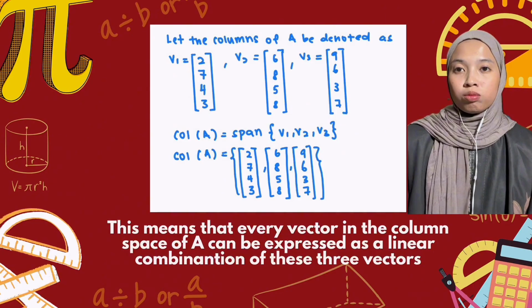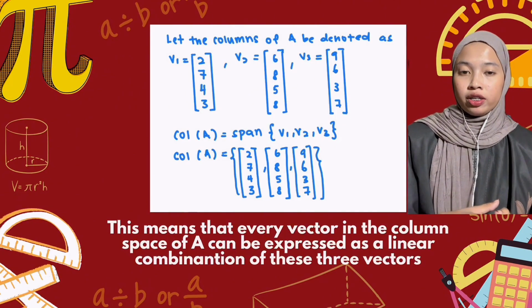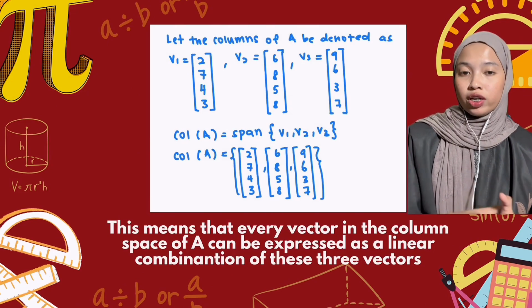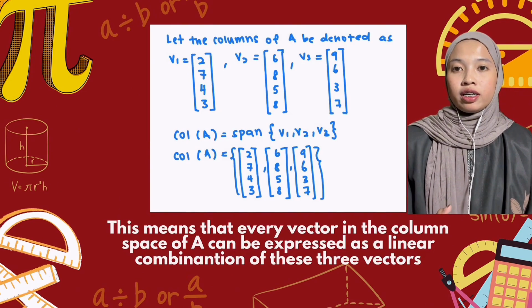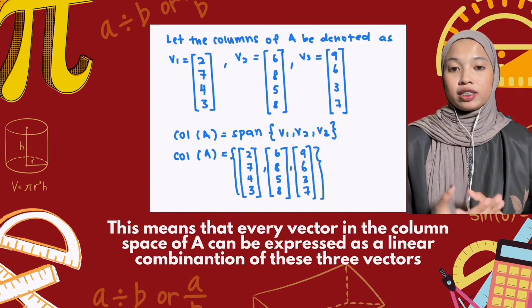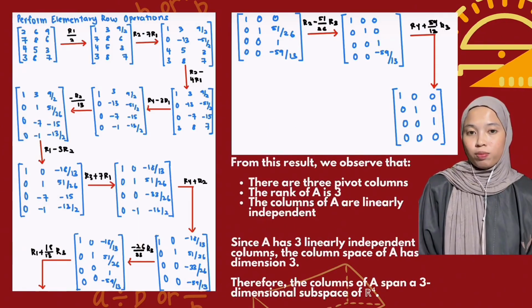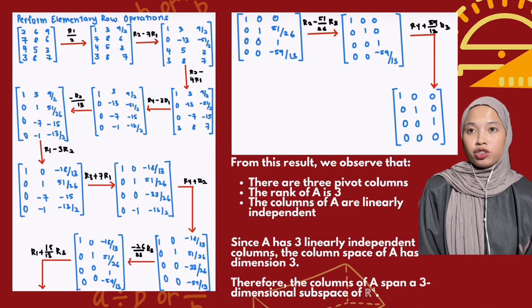Okay, then the column space of A can be written as Col(A) equal to span of the set V1, V2, V3. This means that every vector in the column space of A can be expressed as a linear combination of these 3 vectors. Okay, next we perform elementary row operations on matrix A.